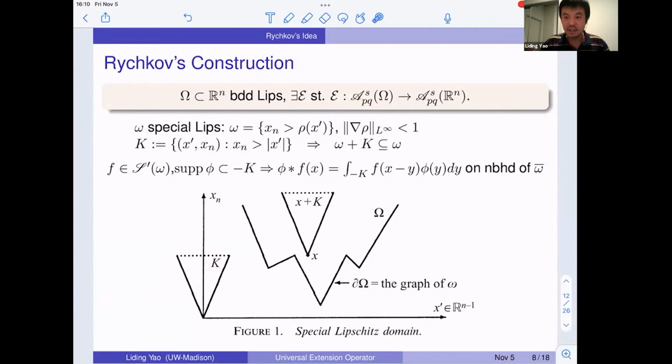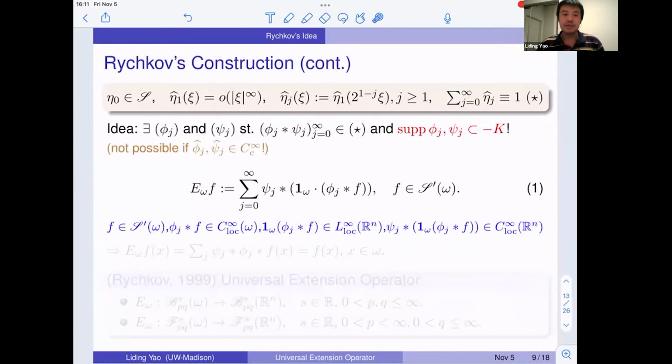And this is actually a good thing, because if you start with a tempered distribution on omega, and we have a Schwartz function which is supported in the negative cone, then the convolution is actually well defined in a neighborhood of omega. This is because, if you check this condition, x minus y always lies inside omega, meaning that this convolution is always defined. Rychkov's construction requires us to use the Littlewood-Paley decompositions.